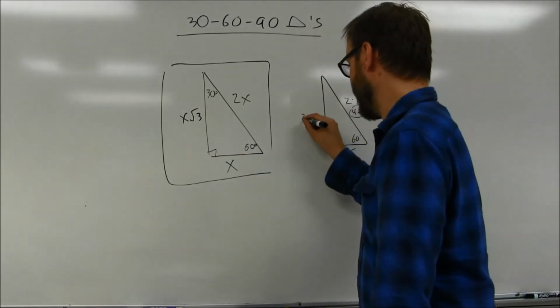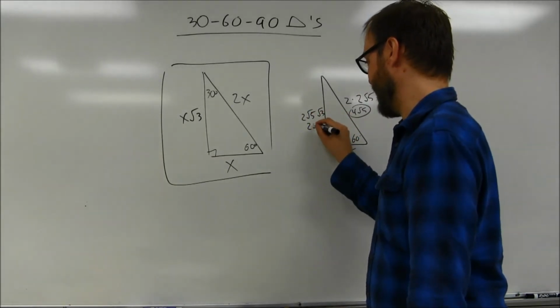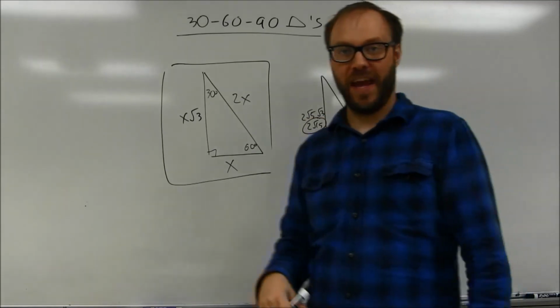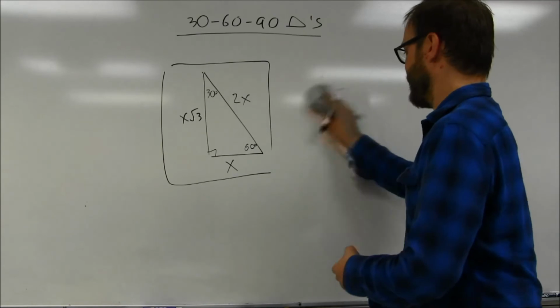So 2 radical 5 is going to get multiplied by the square root of 3. That's going to simplify to 2 radical 15. Okay? Doesn't look like the pattern, but it does follow the pattern. Right?